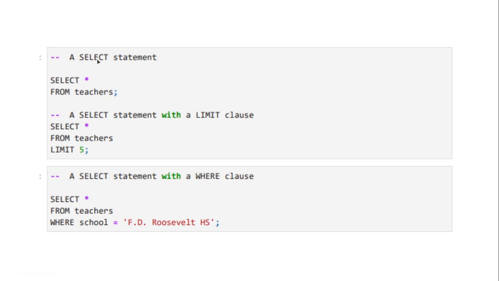In order to view the table teachers, we have select star from teachers. The star is a wildcard in PostgreSQL and in standard SQL that shows all the rows in the table teachers. So once we select all rows from teachers, we will have a visualization.